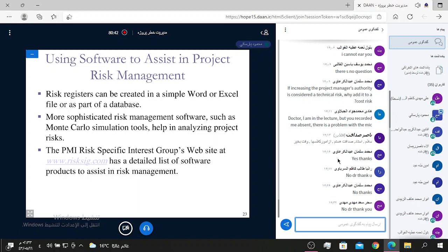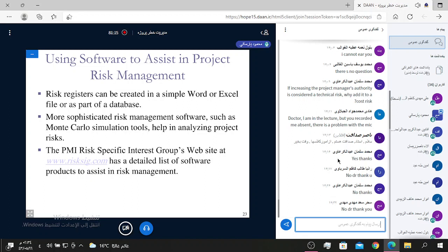Okay, and we can determine and write any characteristics about the risks in our project by sorting them from the most important until the others. So the risk register can be created in a simple Word or Excel file or as part of a database.